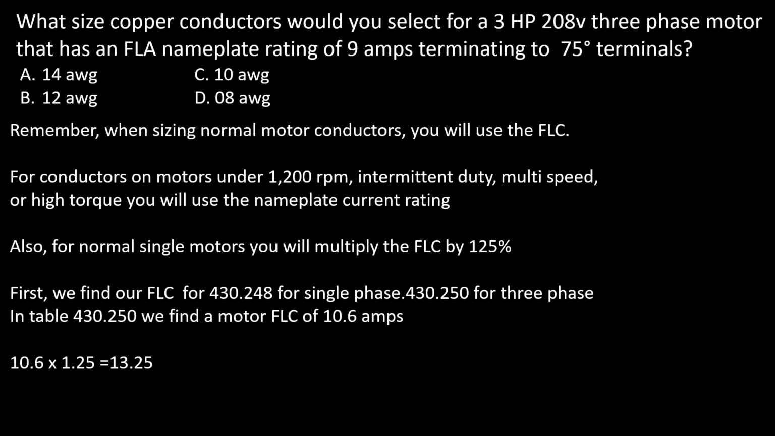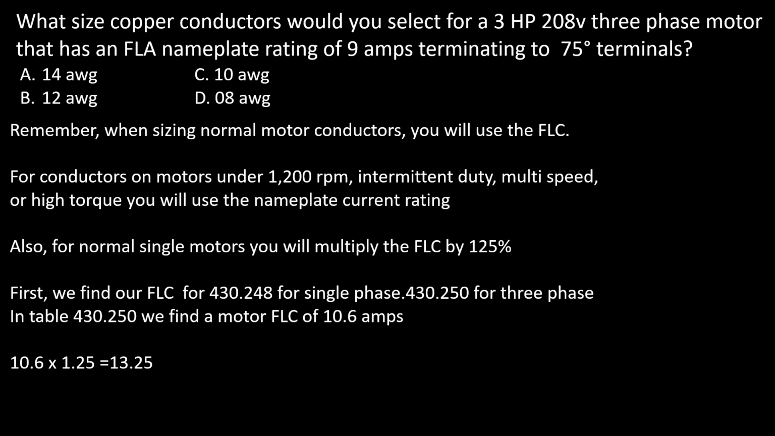All right, now we have to multiply it by 1.25. So we're going to take 10.6, multiply that by 1.25, and that's going to give us a new amp draw of 13.25. That's going to be the amperage that we size our wire by. Okay, so we take that 13.25. Now we've got to head to our primary ampacity table.